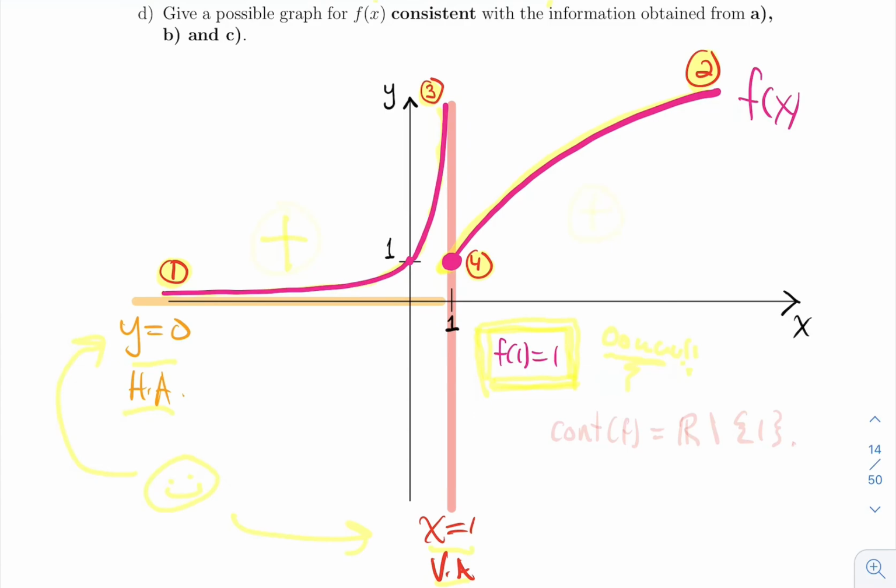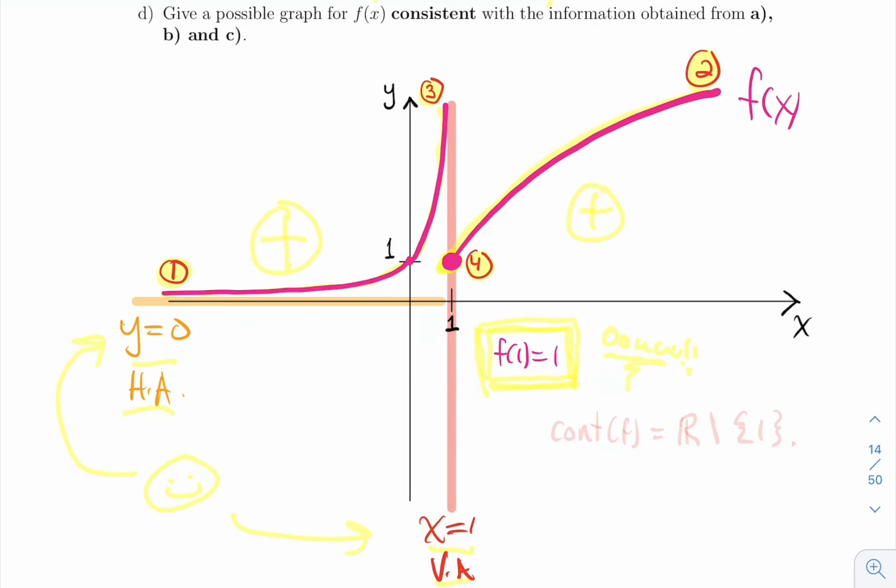And then for the important sign table, we see it's positive before 1. It's also positive at 1 because it's equal to 1. And then it's positive again. So this function is always above the x-axis. So this is a beautiful graph, consistent with the domain of this function, the 4 important limits, and the sign table of that function.